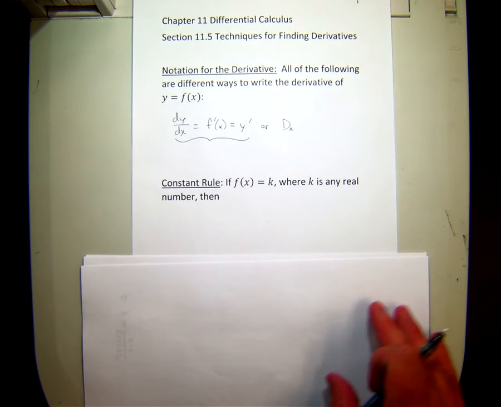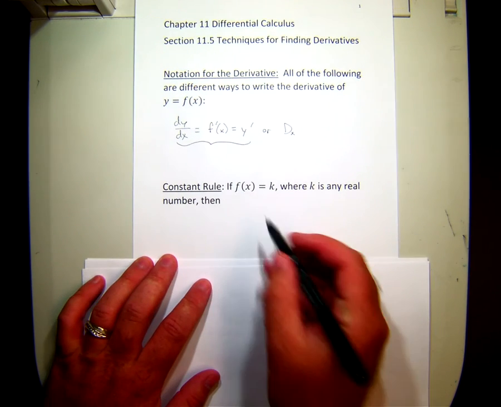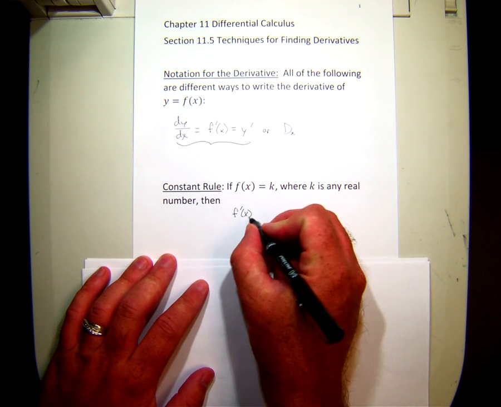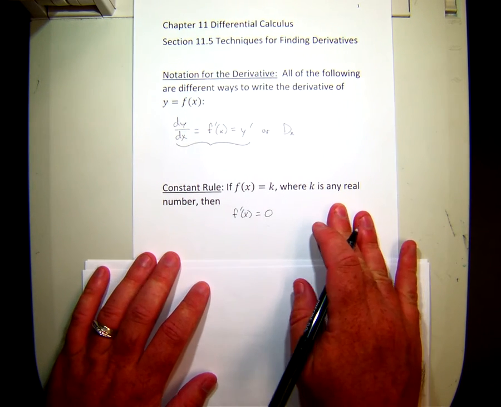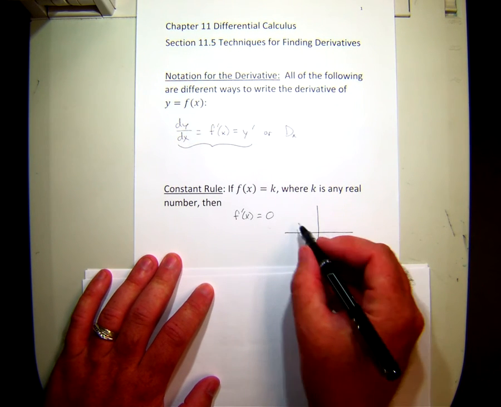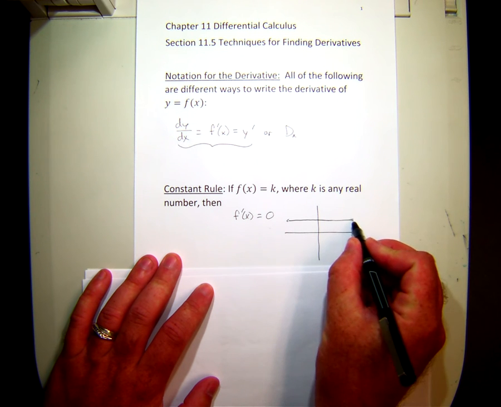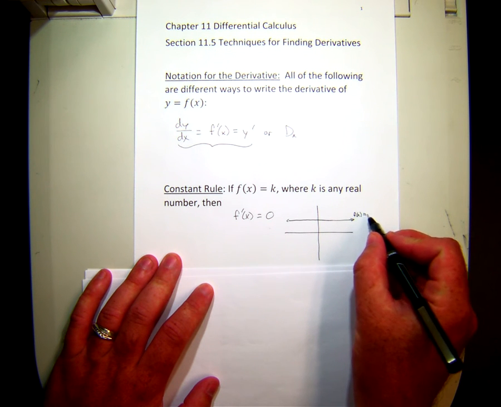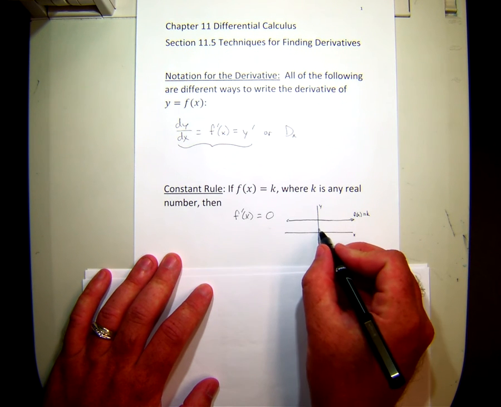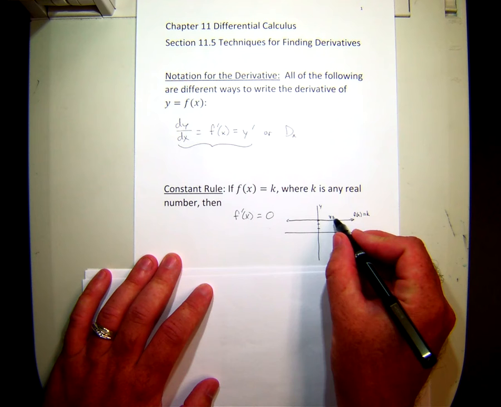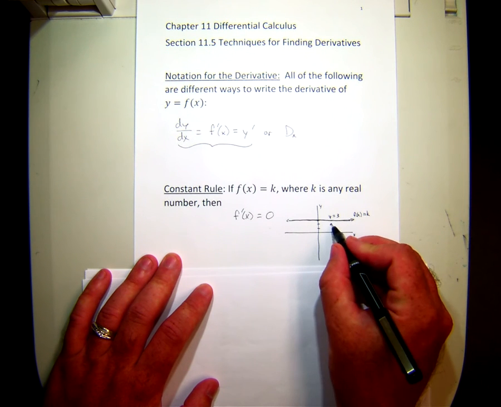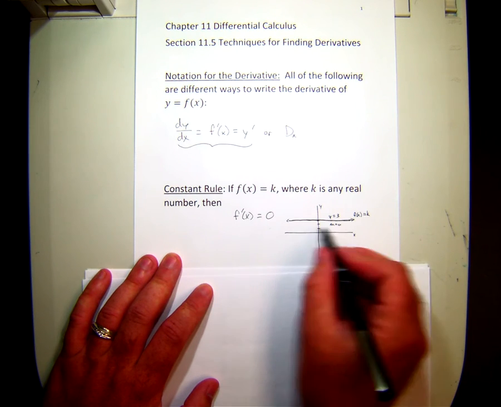The first rule that you have to memorize is the constant rule. If f of x equals k, where k is any real number, then f prime of x equals 0. You can tell this by the slope of the line, thinking of the slope of our function. Remember that a function that's constant is a horizontal line. This is f of x equals a constant, so like 6 or 2 or 3. What if it's 3? This is the line y equals 3. What's the slope of a horizontal line? It's 0. So if the slope is 0, the derivative everywhere is 0.